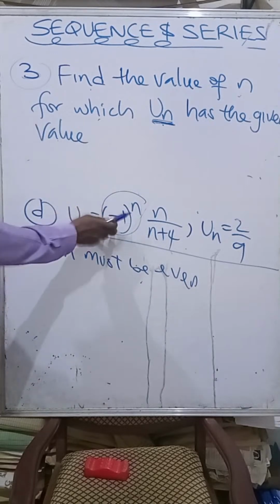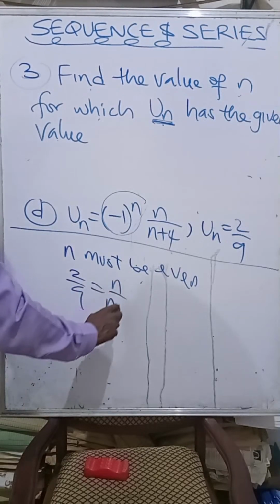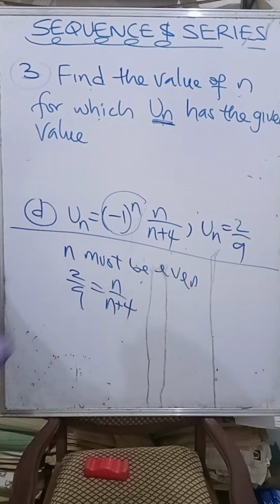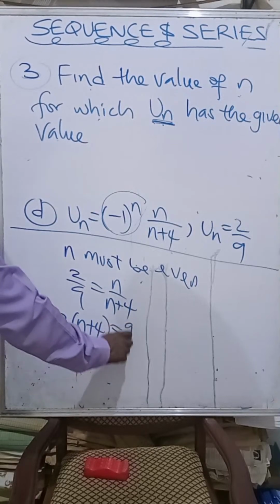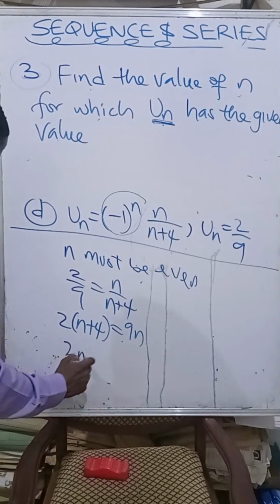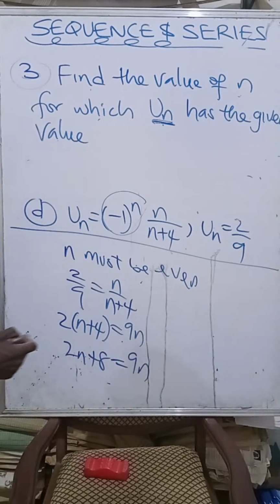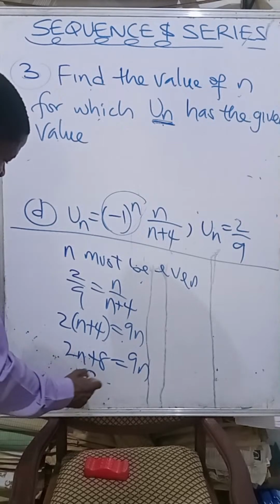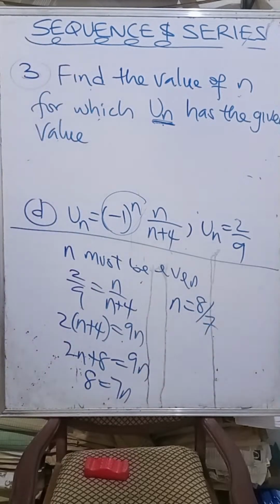So this one will disappear. So we have 2 over 9 equal to what? N plus n over n plus 4. Then cross multiply, we have 2 into brackets n plus 4 equal to 9n. So then we can do the expansion. That'll be 2n plus 8 equal to 9n. So bring all the n together, so that'll be 8 equal to 7n. So n is equal to 8 over 7.